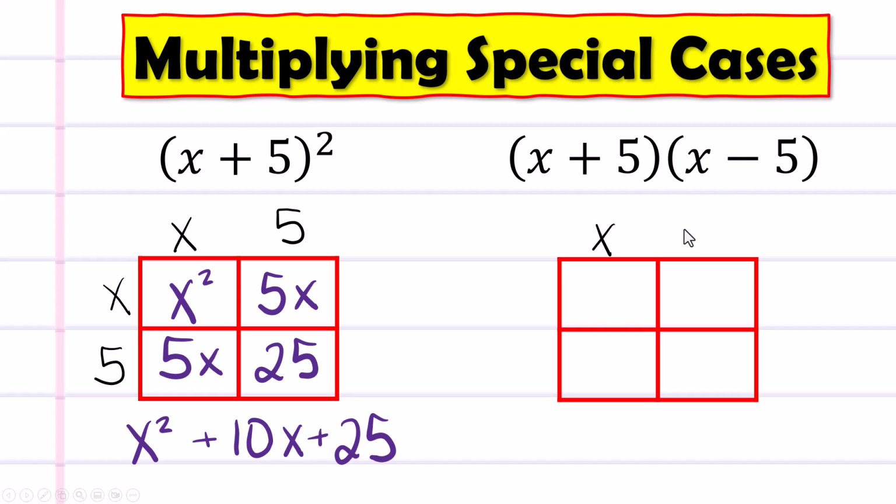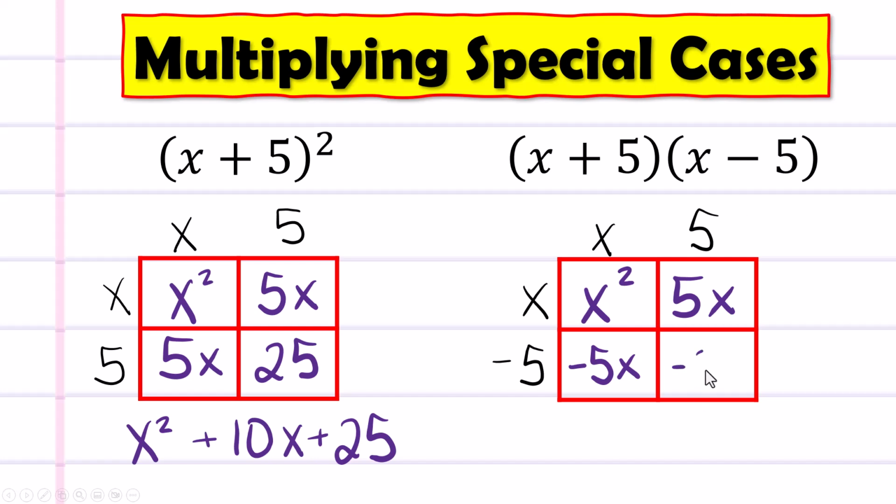All right, let's do it again. And I'm pretty sure you can know the answer to this one before I do it. But you know what? If you ever forget, you know how to do it. X times x is x squared. X times 5 is 5x. Nobody cares if you do a little extra work. There we go. There's our boxes. And the middle boxes are going to cancel out. And you end up with x squared minus 25.